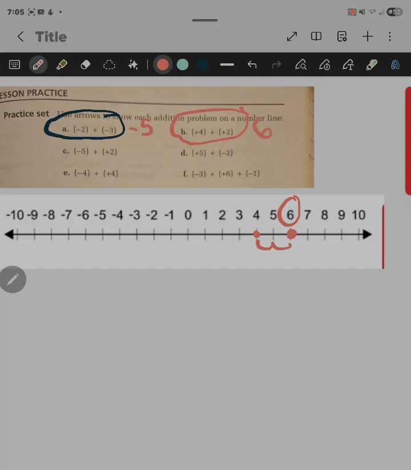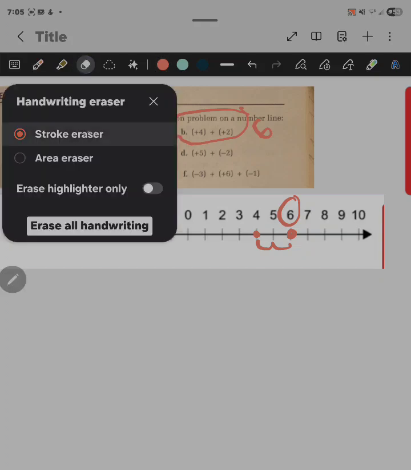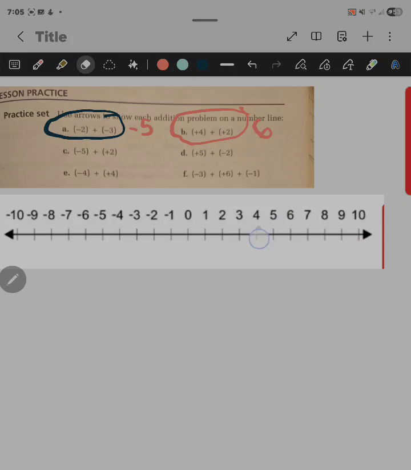But again, if you're not really good at negative numbers, you can use this number line approach to solve these. But once you do enough of these, you'll be good at solving negative numbers. All right. Let me erase that right there. Okay, so we're going to go on to letter C.